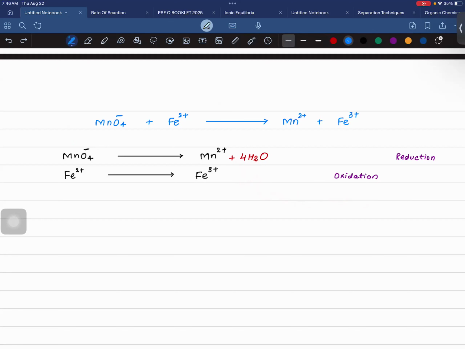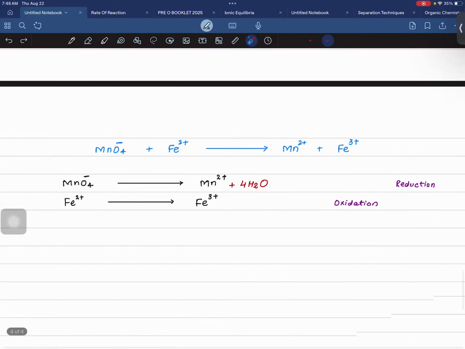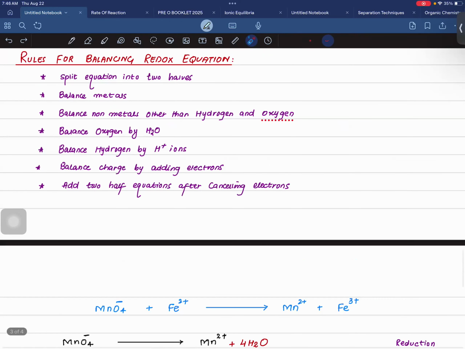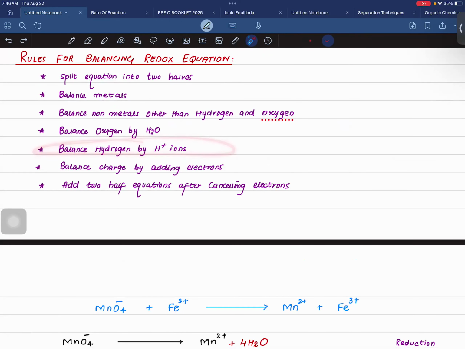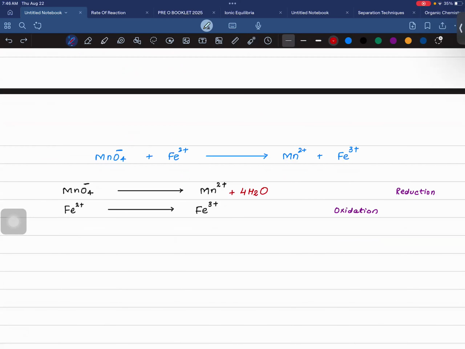So it means that I have 8 hydrogens on the product side. What I'm supposed to do is consider this rule. This rule says balance hydrogen by H positive ions. So I'm going to write 8H positive ions. Now hydrogen is balanced.